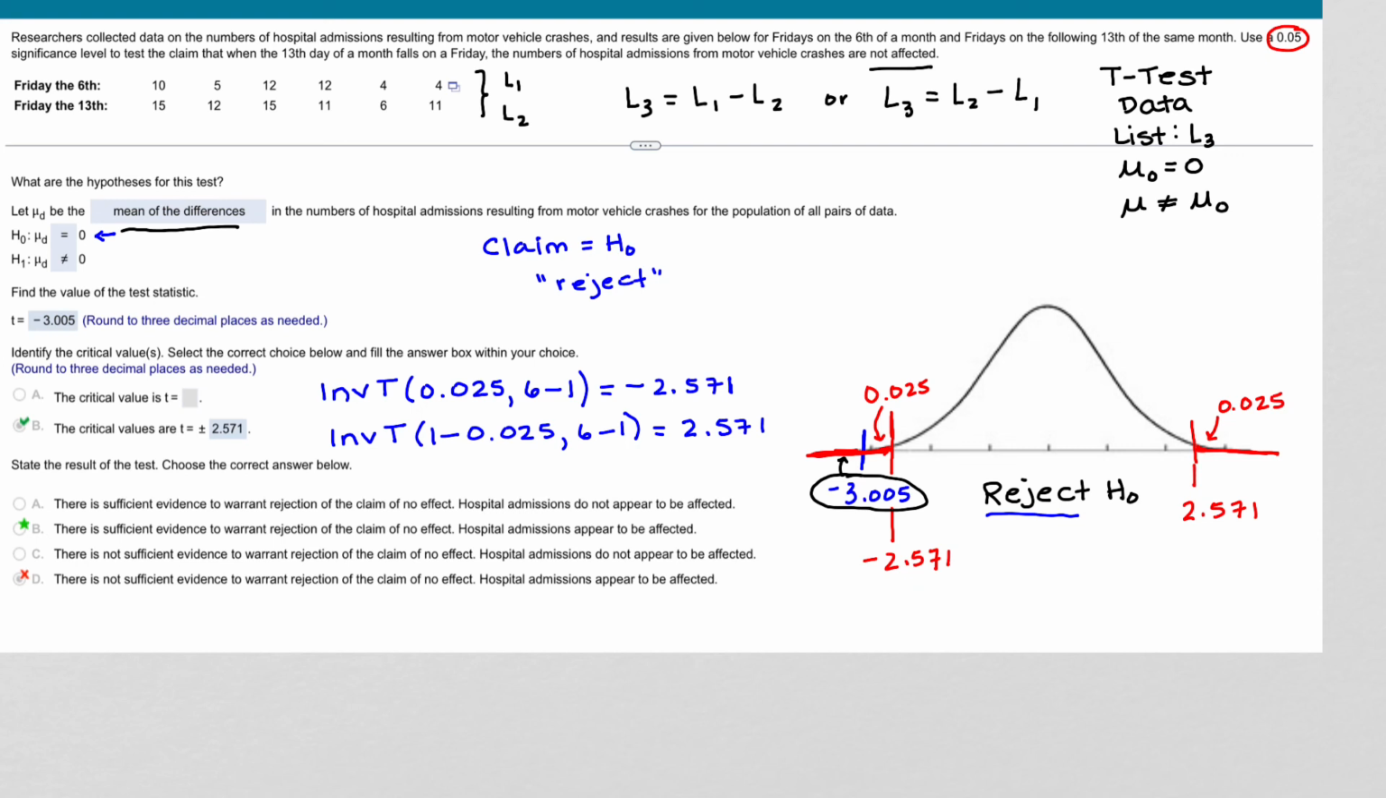So that looks like both A and B. So I can eliminate C and eliminate D as answers. And what do we think then about hospital admissions? They do appear to be affected, right? There does seem to be a difference between the Friday the 13th data and the Friday the 6th data. So that's how you do that problem.